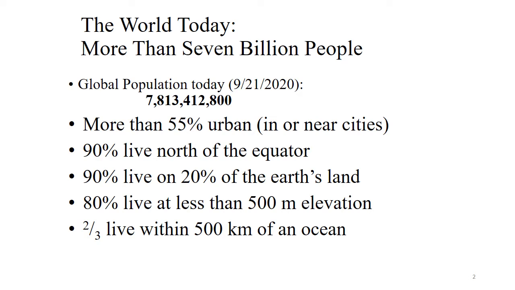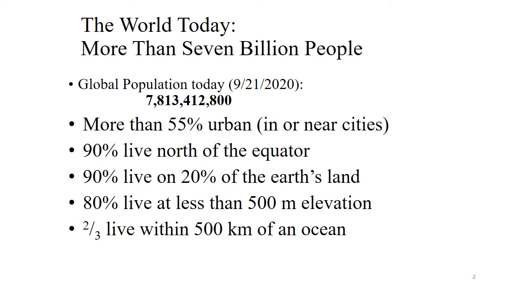In a real general and basic sense, we can talk about the distribution of people on Earth in a couple of the following ways. Today, and for the first time ever, over the last couple decades, more than half of the Earth, about 55% of all people on Earth, live in an urban environment. That means in or near cities, as opposed to a rural environment where they are more in an agricultural farm setting or something like that.